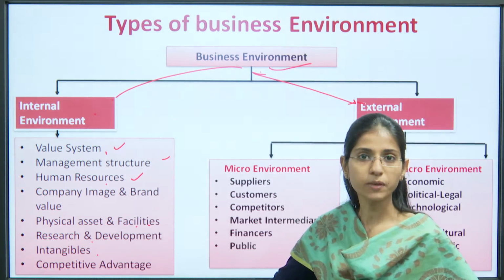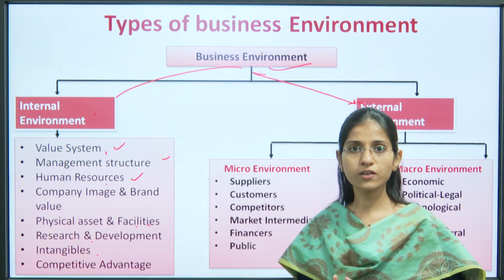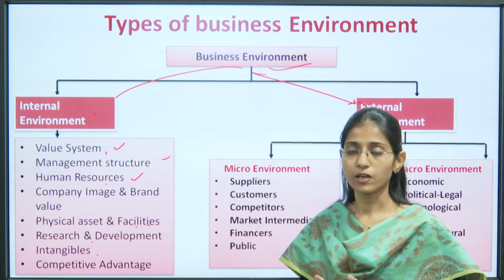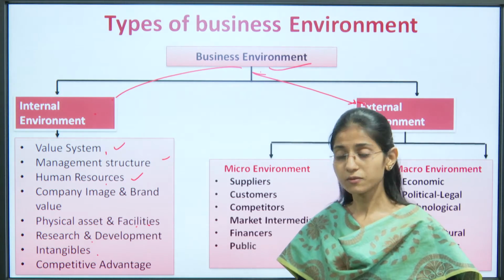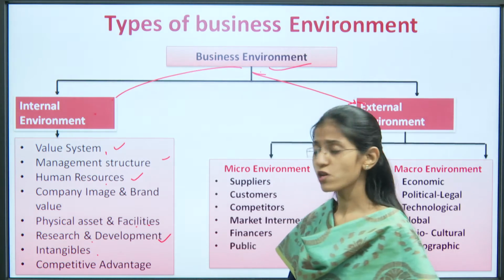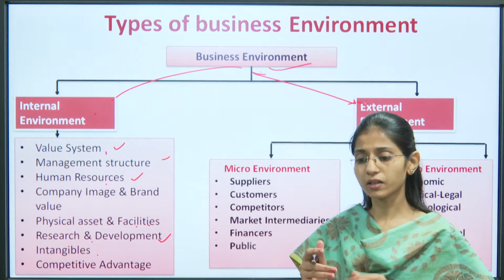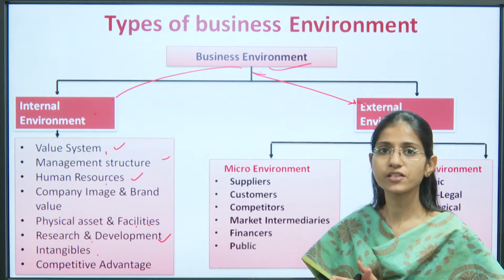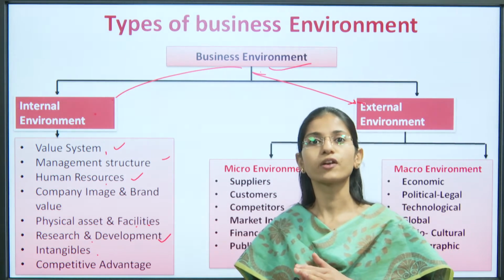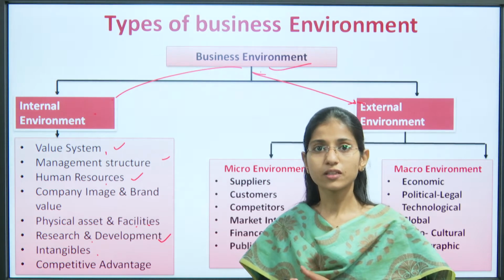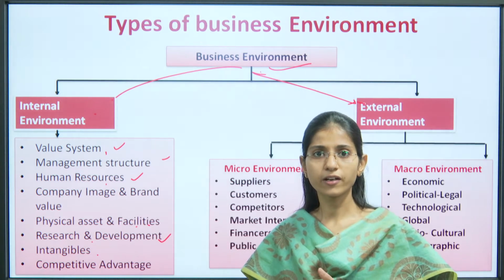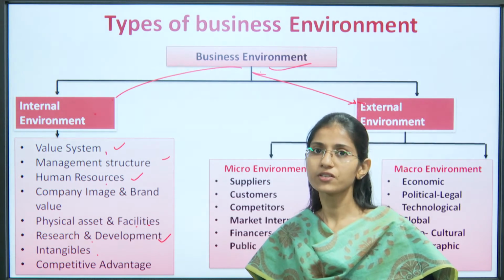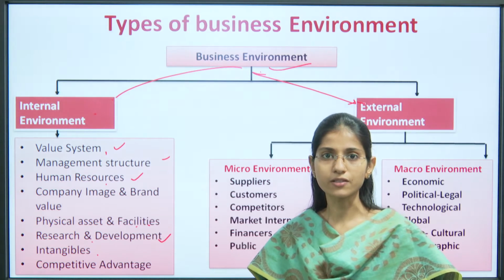Next is research and development. If the organization is focusing on its research and development and introducing new products and new services according to the changes in the environment, it can lead to the success of the organization. How much an organization is going to invest in research and development is in the hands of the organization. Next is intangibles. The intangible assets like the copyrights of the organization are also arranged by the organization itself. And last is competitive advantage.